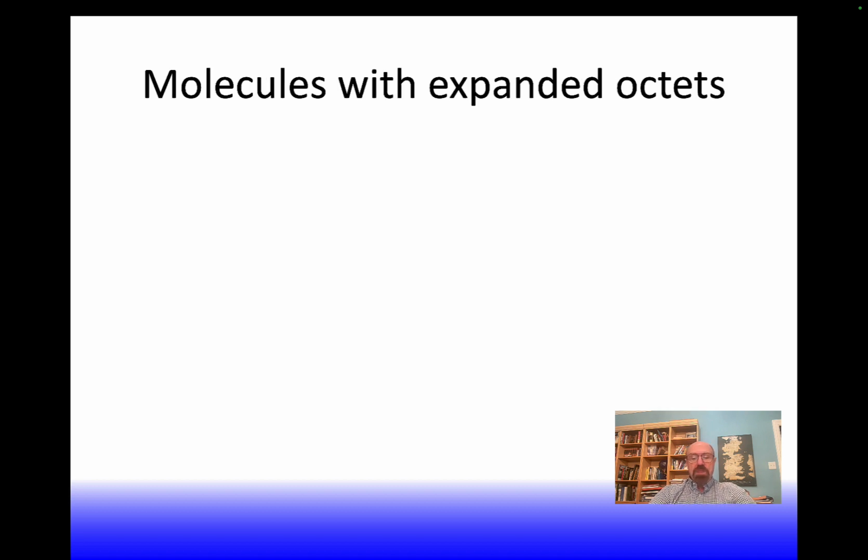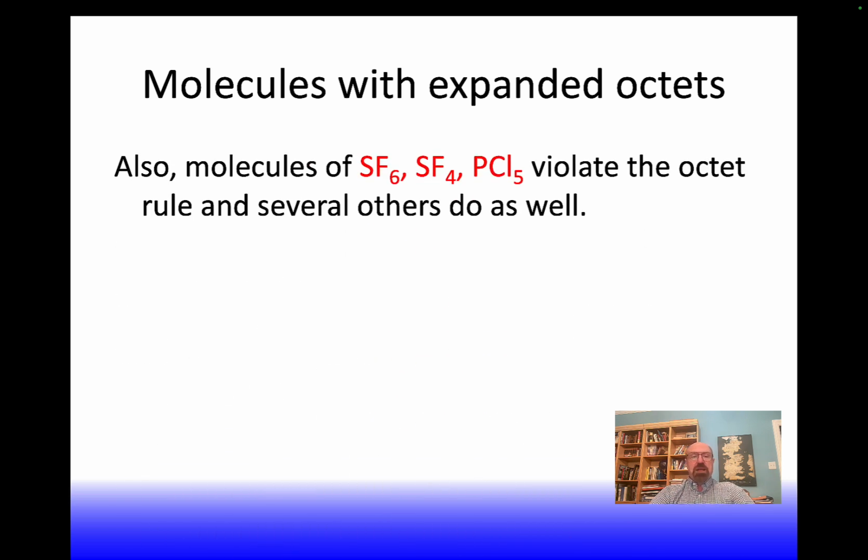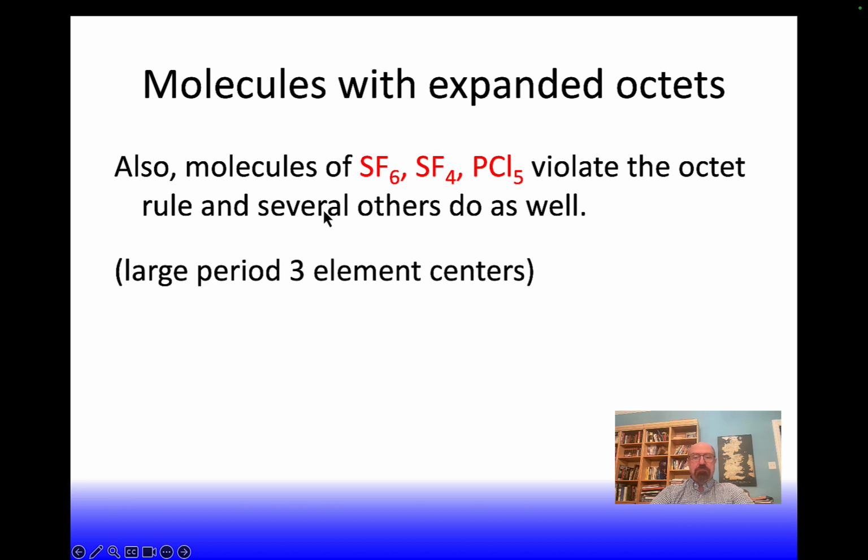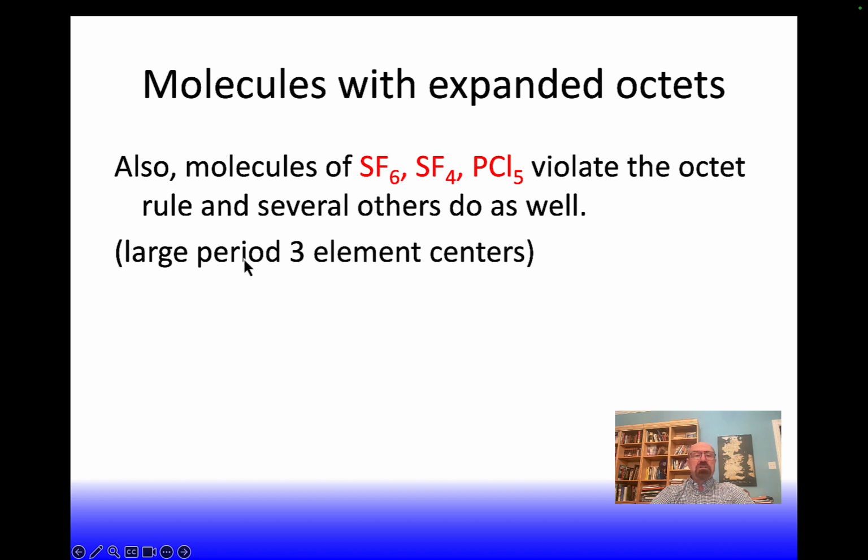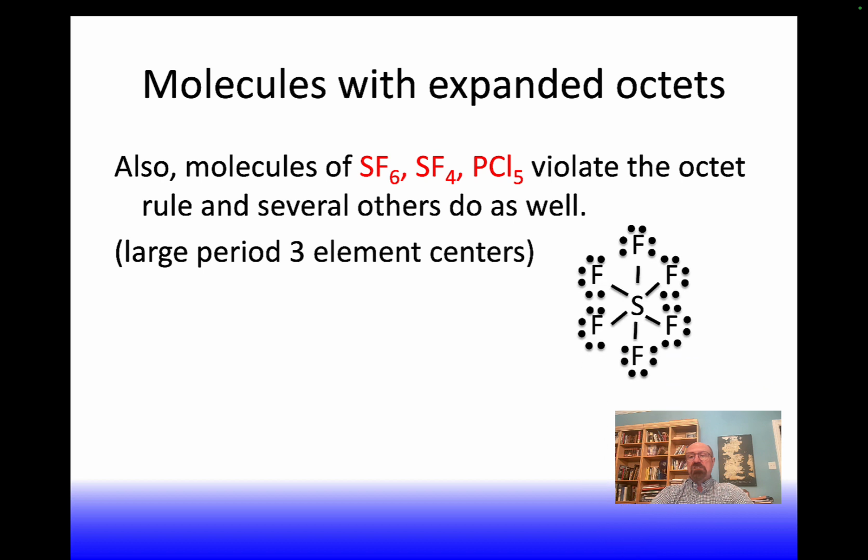Okay. In addition to those 2, beryllium-centered, boron-centered small molecules, we also have some that have sulfur or phosphorus centers, which are quite a bit bigger, and they can actually have expanded octets. So the ones that we have to worry about are sulfur hexafluoride, sulfur tetrafluoride, and phosphorus pentachloride. These violate the octet rule by having more than 8 around them. They're sometimes referred to as large period 3 element centers. So again, the sulfur is in the center or the phosphorus is in the center.